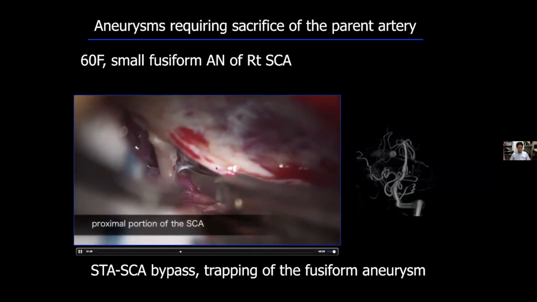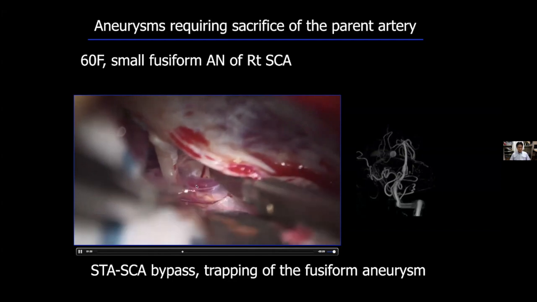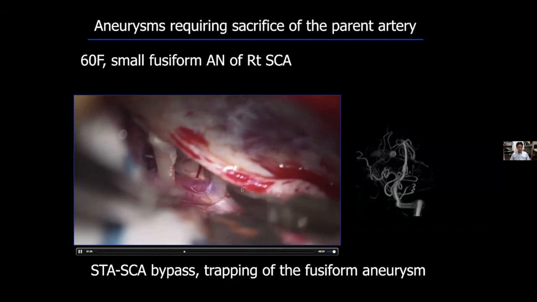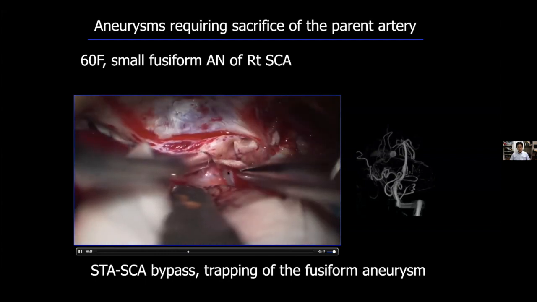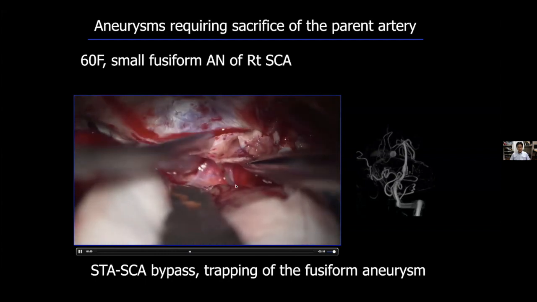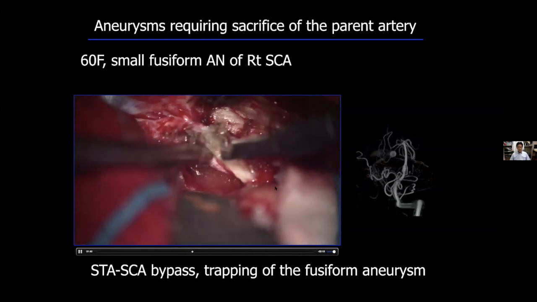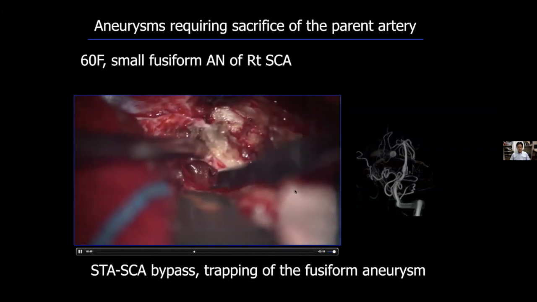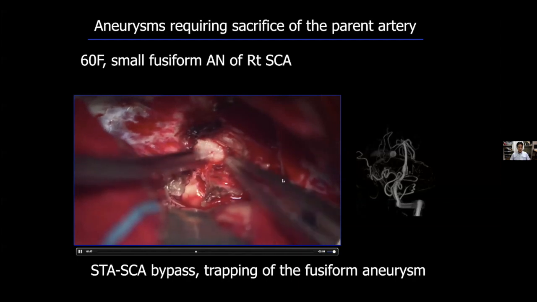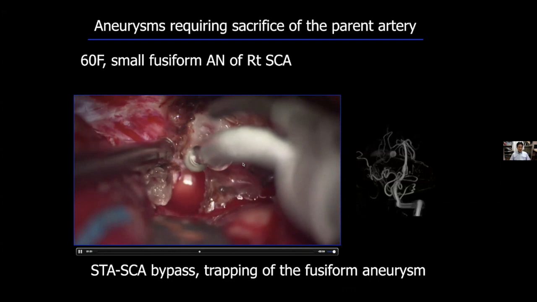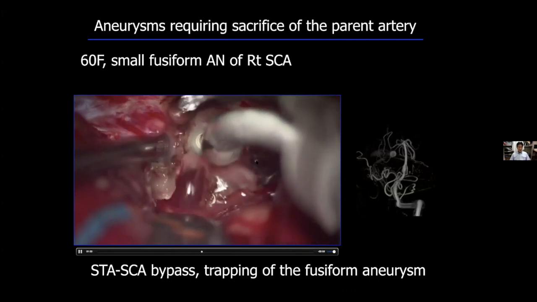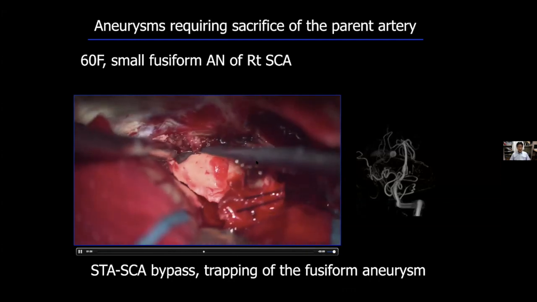And this is the proximal SCA, and the aneurysm is here. And this is the fourth nerve again. And next, I cut the tentorium a little bit more, and I drilled the last tip of the petrous apex.